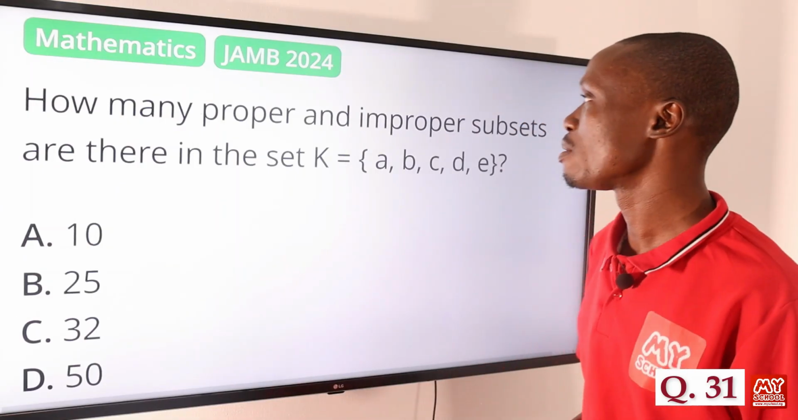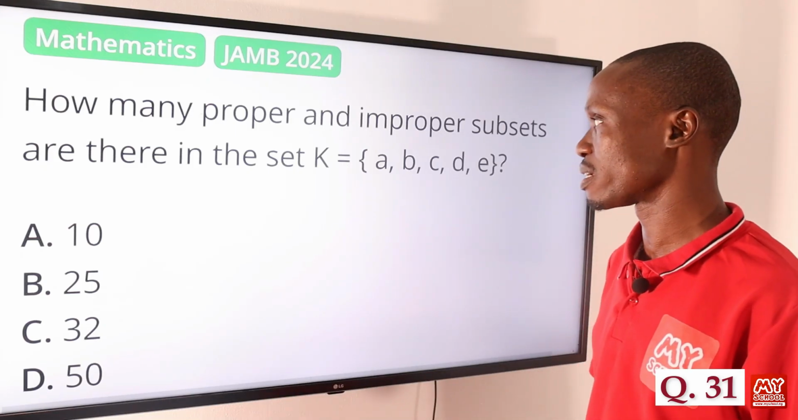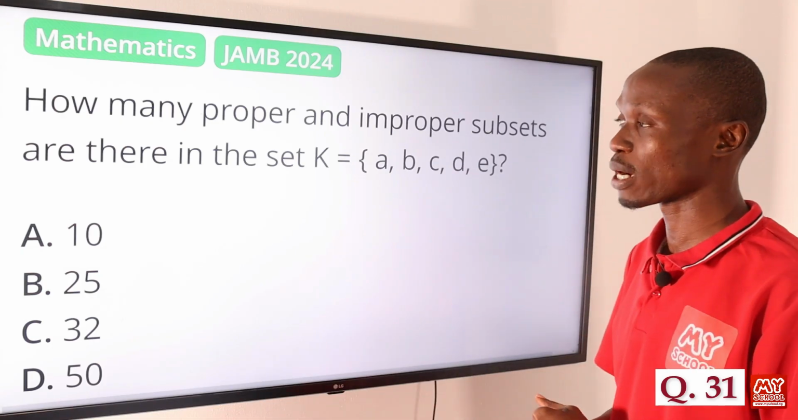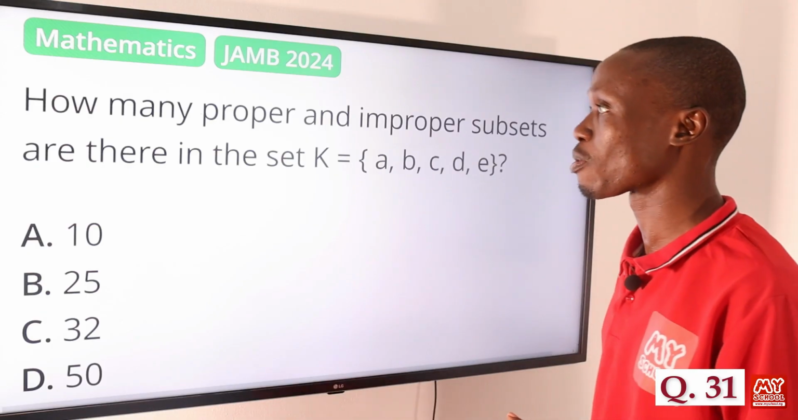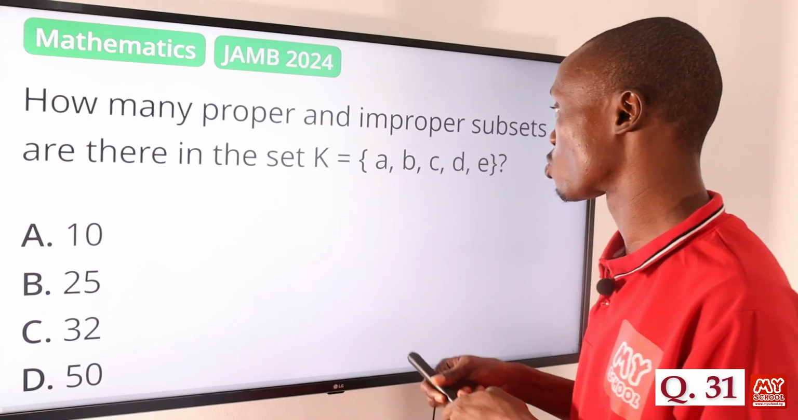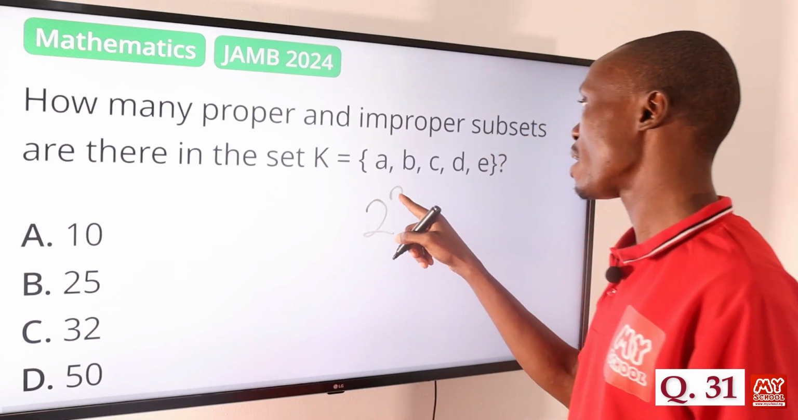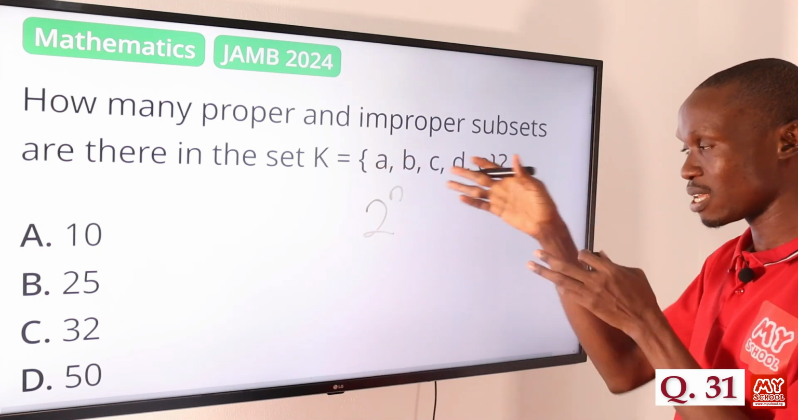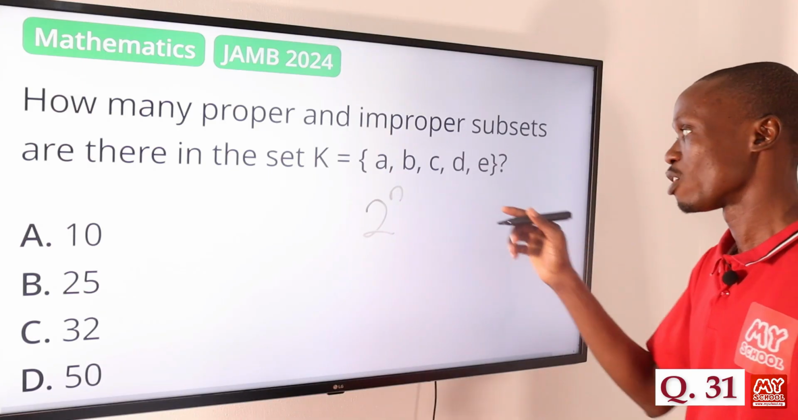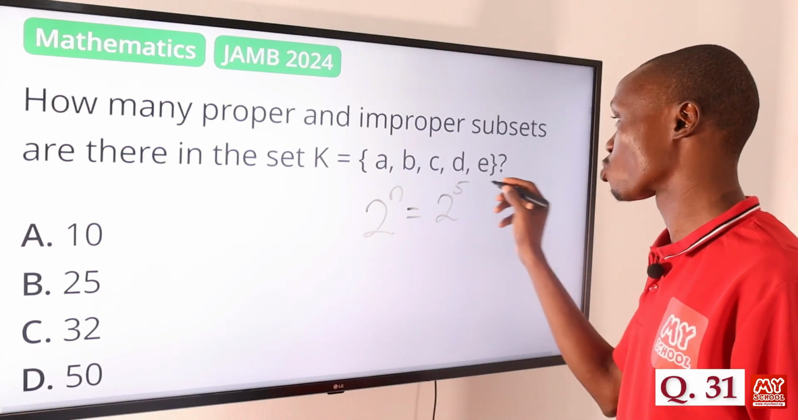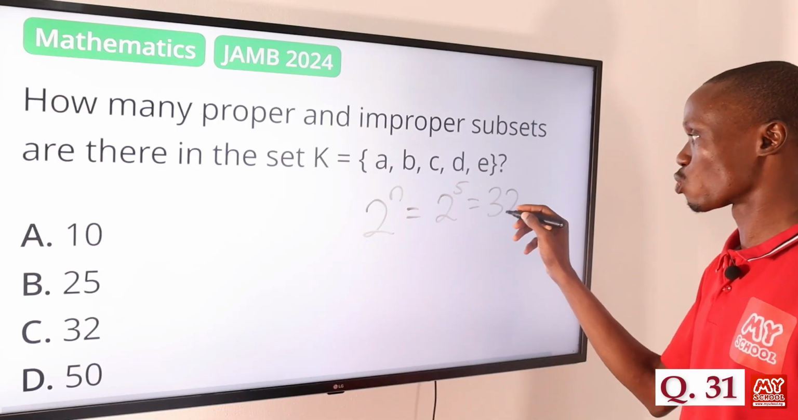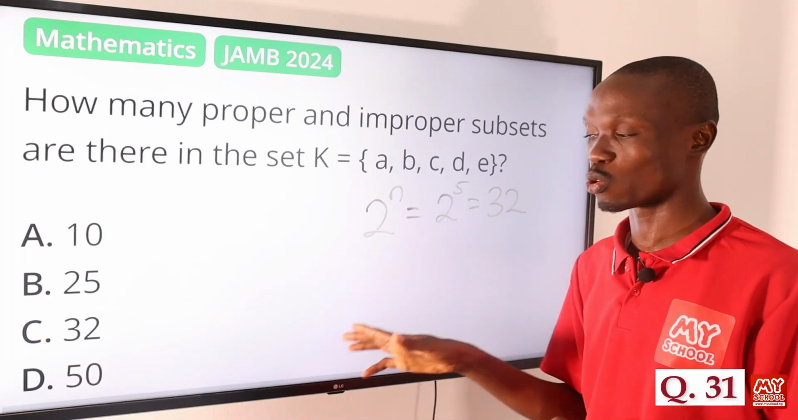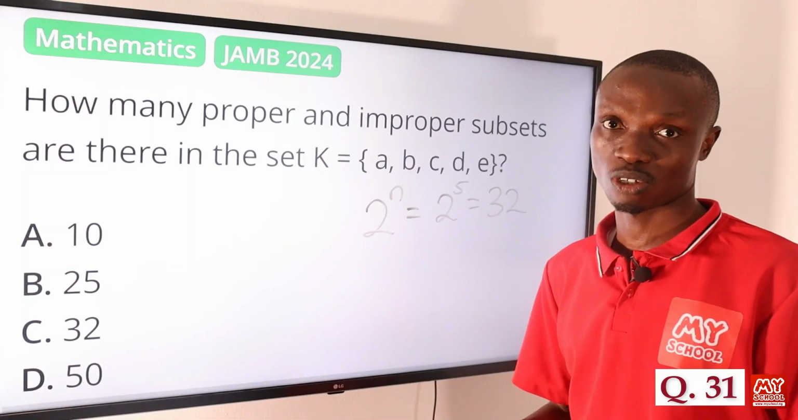Question 31. How many proper and improper subsets are there in the set K? Okay, so the elements of the set K are A, B, C, D, and E, right? So to find the number of proper and improper subsets in a given set, we simply make use of the formula 2 raised to power n, where n stands for the number of elements in that given set. So in the case of set K, the number of elements is equal to 5. So here we'll be having 2 raised to power 5, and 2 raised to power 5 is equal to 32, right? So if we go through the options, option C is equal to 32. So that makes option C the correct answer to this question.